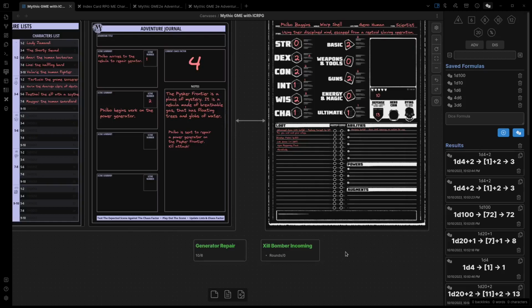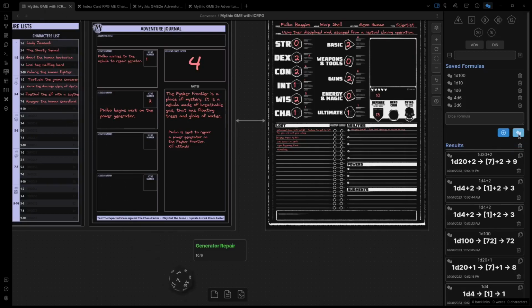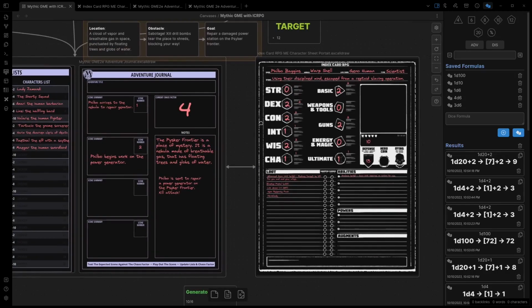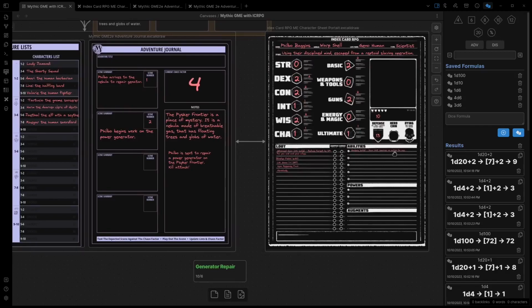Alright, cool. So that means the bombers come. He's going to have to do a dexterity check in order to avoid the bombers. If not, he's going to have to do a defensive roll to save against taking damage. So we're going to do a d20 +2 to avoid the bombs. 12, 9, misses the bombs.